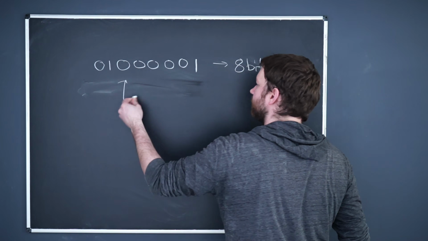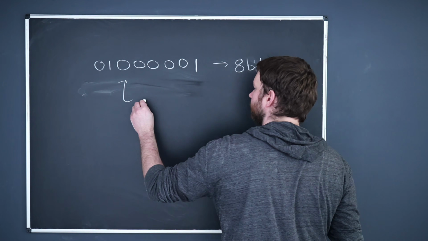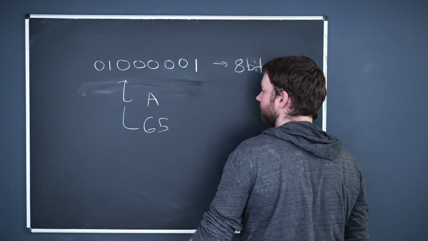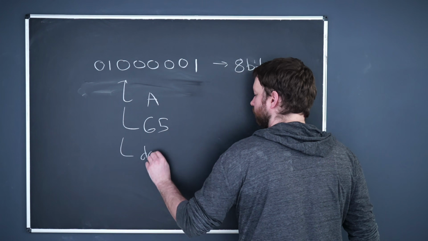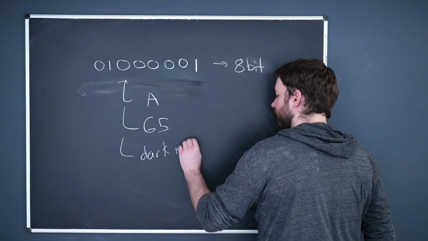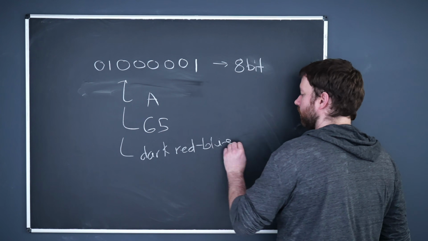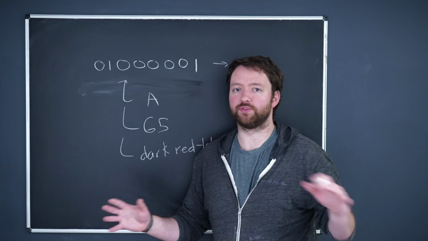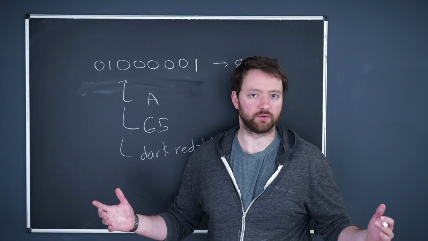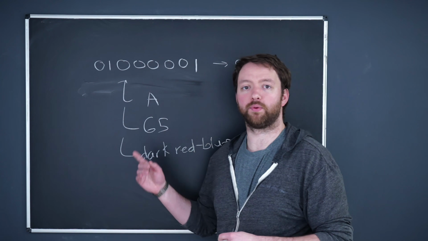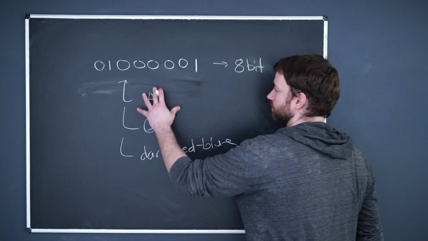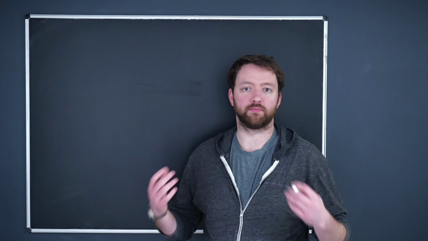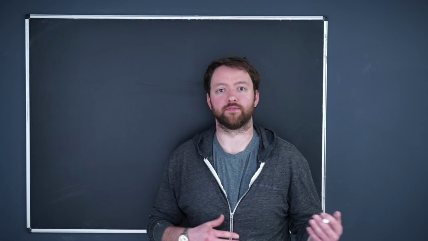So the question is, what does this binary number represent? Well, it could be the letter A, it could be the number 65, or it could be a color of dark red-blue. It really comes down to the interpretation. That's how we can use just binary to do everything with computers. It's just about how we interpret that binary. For now, I just want to talk about representing states with binary. So let's talk about binary and how it represents different states.